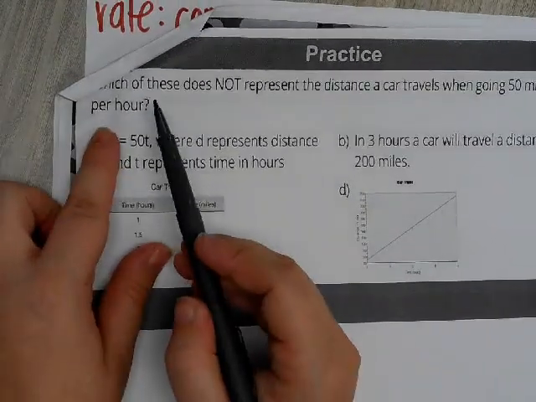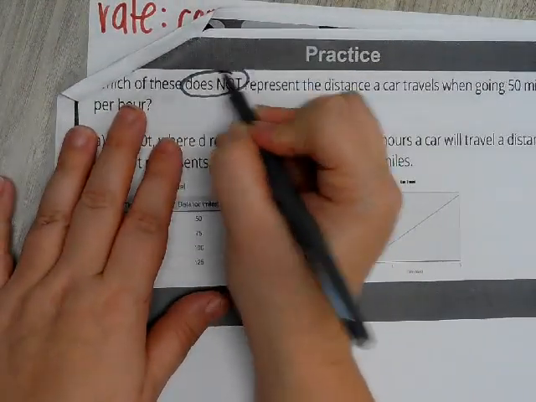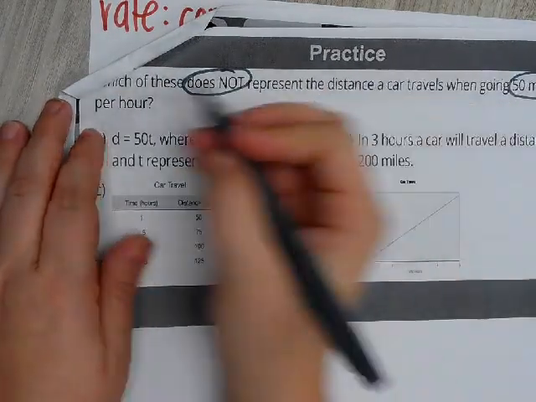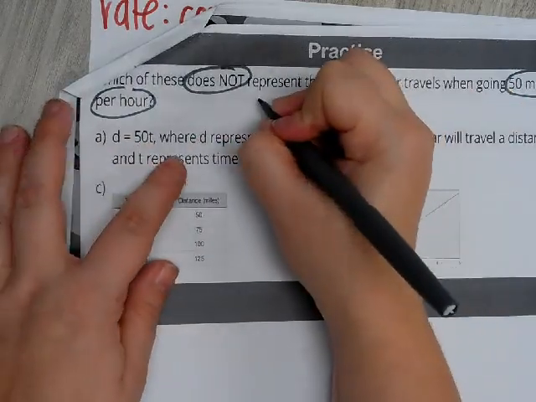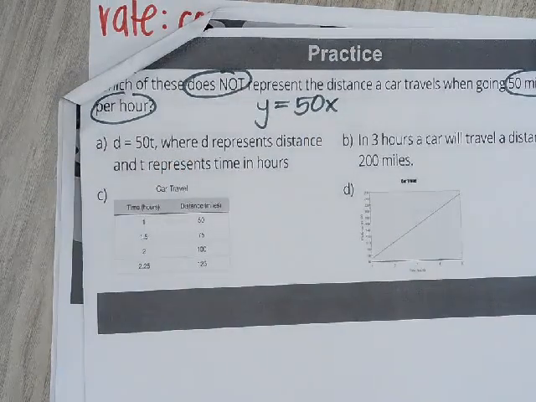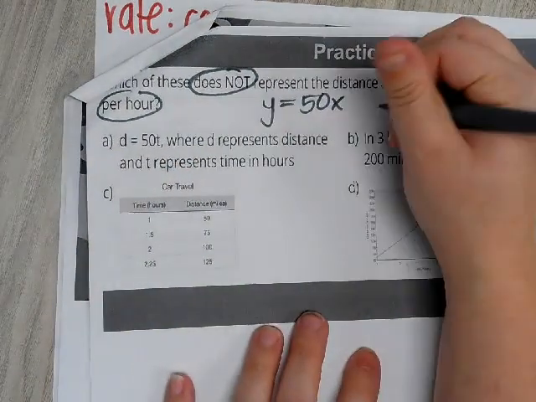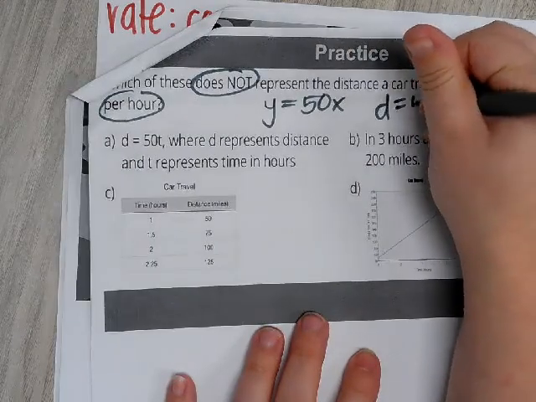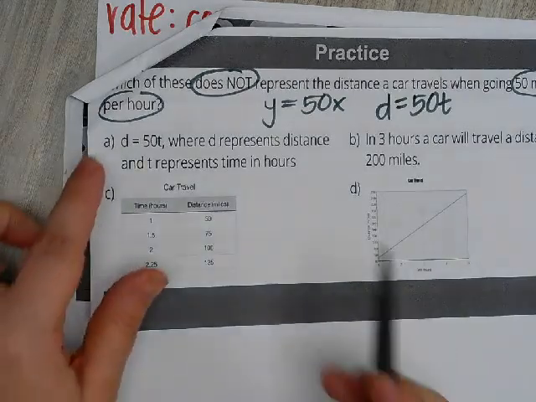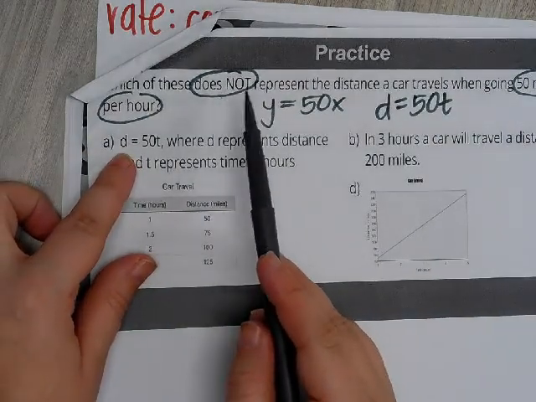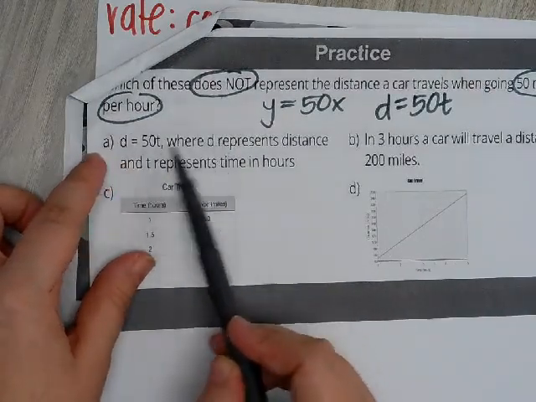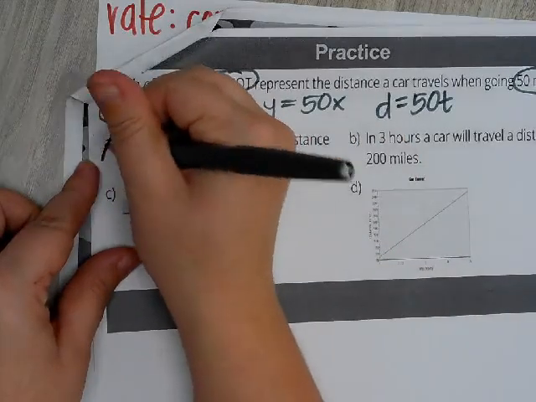And which of these does not represent the distance a car travels that's going 50 miles per hour? So we know that we're going to do y equals 50x. Or we can use my distance formula, so that's distance equals 50 times t. So let's look at our answer choices again. We're looking for what's not true. So this one is true, so it cannot be my answer.